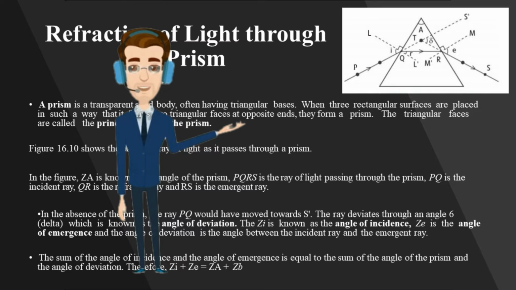The angle i is known as the angle of incidence, e is the angle of emergence and the angle of deviation is the angle between the incident ray and the emergent ray. The sum of the angle of incidence and the angle of emergence is equal to the sum of the angle of the prism and the angle of deviation. Therefore, i plus e equals A plus delta.